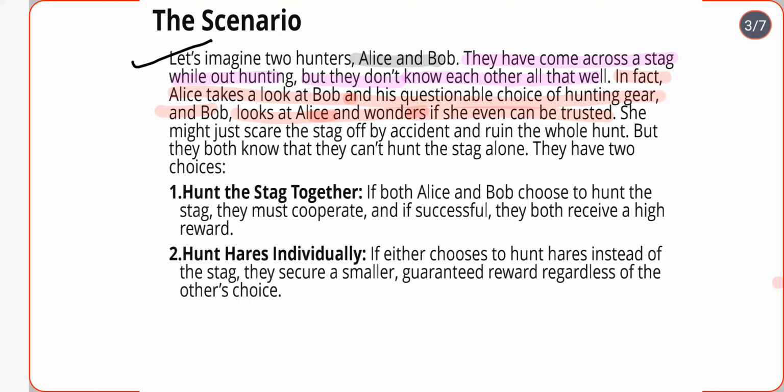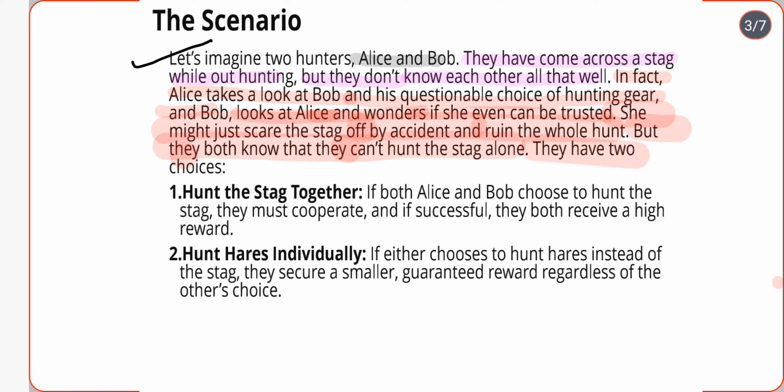Bob is wondering whether Alice will help him hunt the stag, and Alice is also wondering whether Bob will help her. They are both in doubt whether to trust each other or not. She might just scare the stag off by accident and ruin the whole hunt. But they both know that they can't hunt the stag alone.